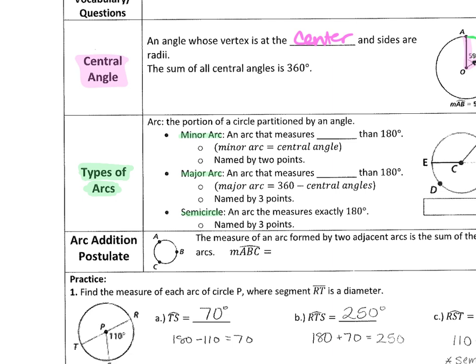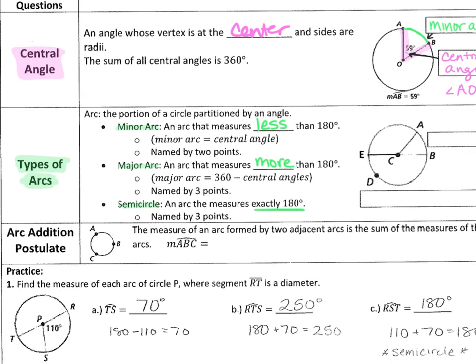A minor arc is an arc that measures less than 180 degrees. A minor arc is the same measurement as its central angle. So the central angle and the minor arc measure the same, and it's named by 2 points. A major arc is an arc that measures more than 180 degrees because it's a bigger arc. And a semicircle is specifically one that measures exactly 180 degrees, and it is named by 3 points.